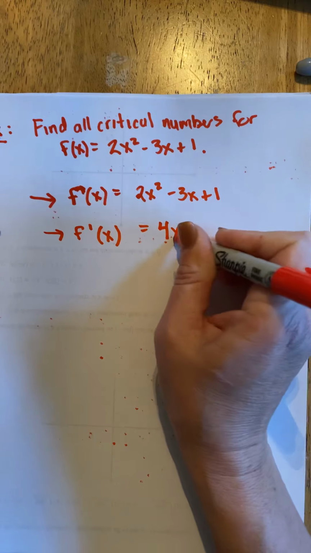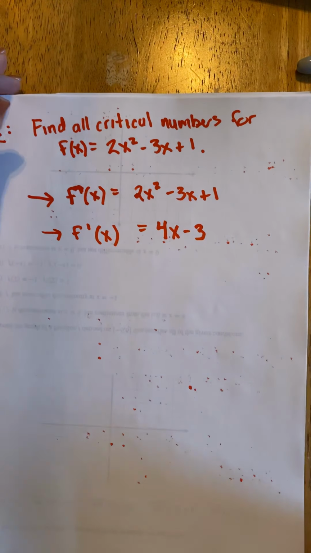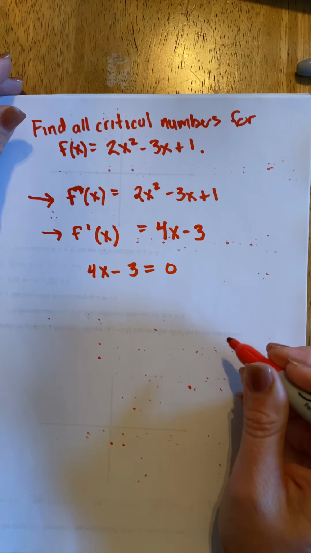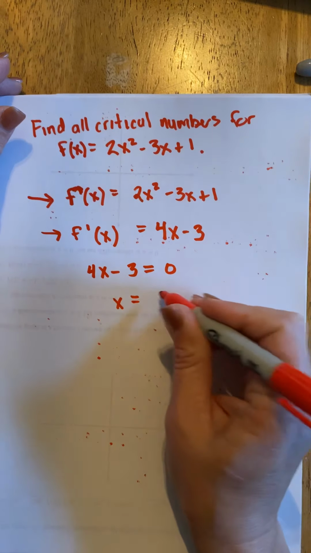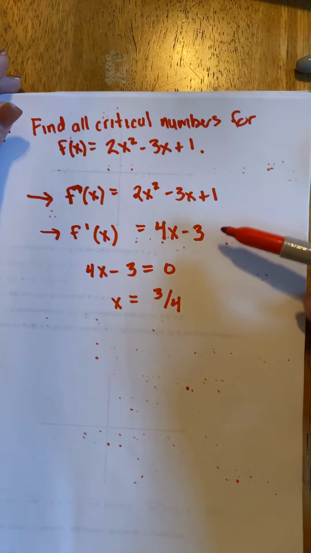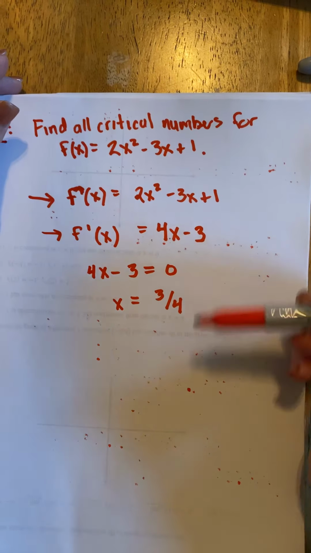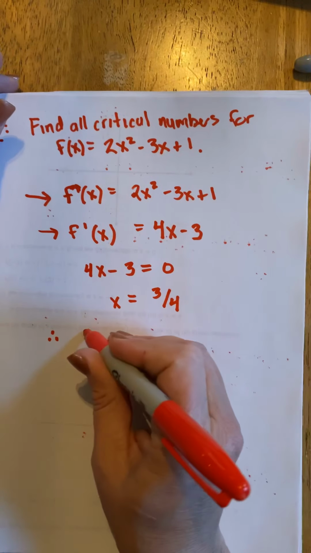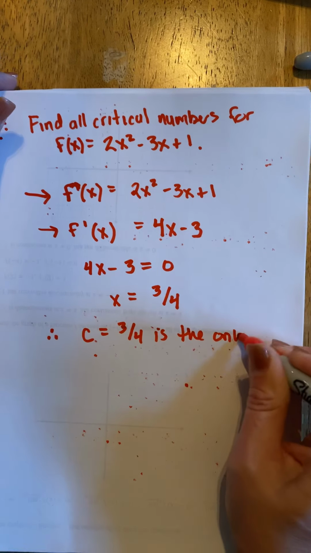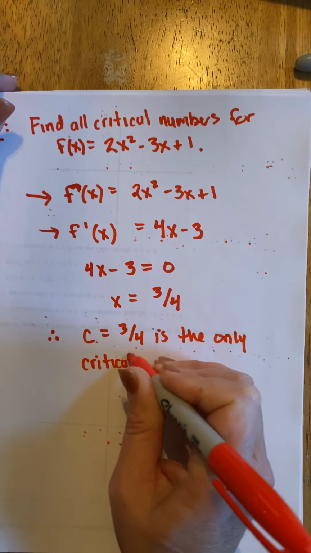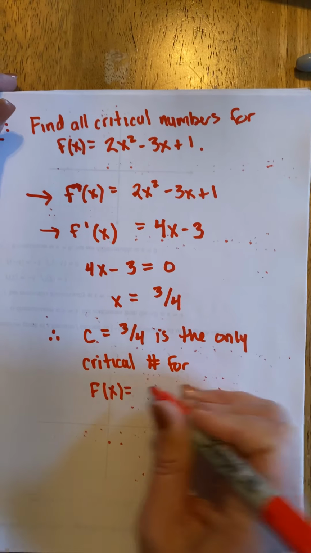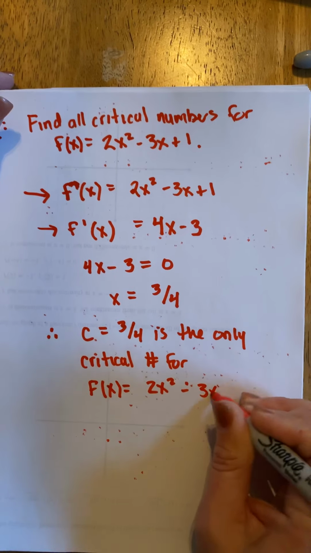And we get 4x minus 3. We take the derivative and we set it equal to 0 or determine where it's undefined. It equals 0 when x is equal to 3/4. It's never undefined because the derivative is a linear equation. The domain is all real numbers. So the only critical number, c equals 3/4, is the only critical number for f of x equals 2x squared minus 3x plus 1.